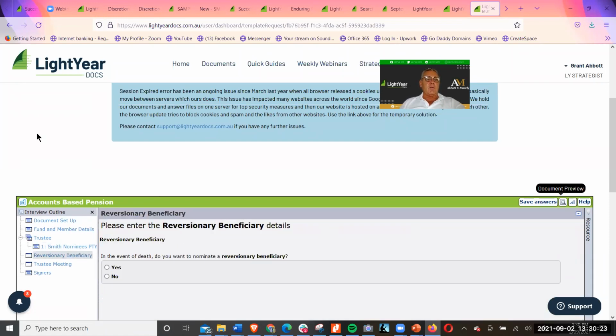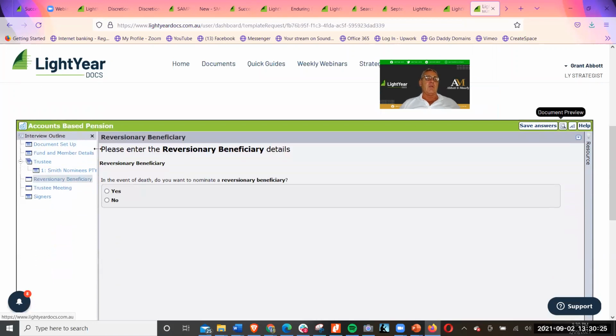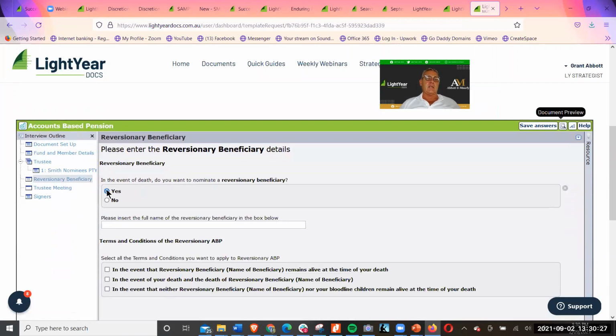Okay, reversionary beneficiary. Do you want to nominate a reversionary beneficiary? Yes. So who is the first reversionary beneficiary? It is going to be Sally Smith. Does that follow? So it's going to go from John and then it's going to go to Sally. Does that make sense?